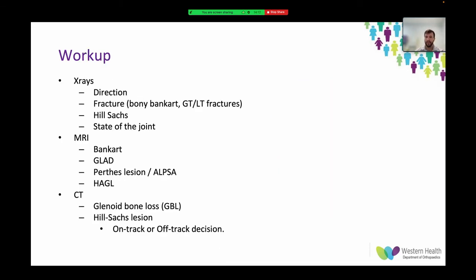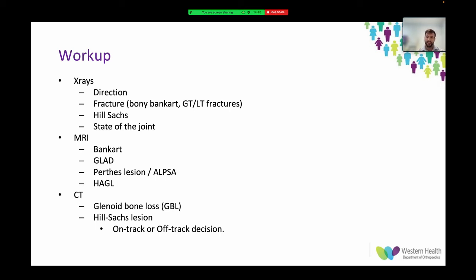In terms of workup, there's X-rays, MRI, and CT. And X-rays, although often skipped when you see them in the outpatient setting, I think are quite important. Not only does perusing the old X-rays show what direction the instability was in and confirm whether it was a full-blown dislocation, but it also tells you what the state of the joint is, whether they already have some arthritis or some superior humeral escape. You can also often see a bony Bankart and any GTLT fractures or a Hill-Sachs.